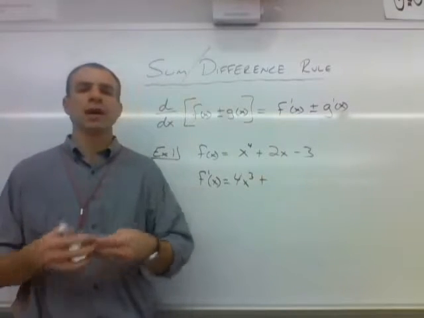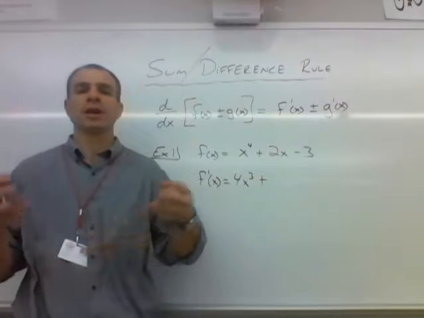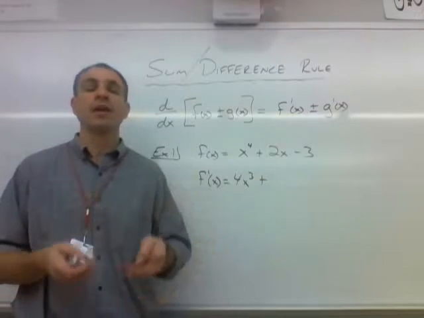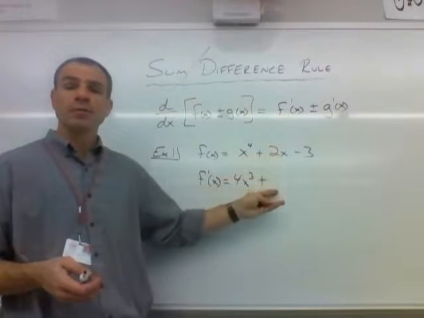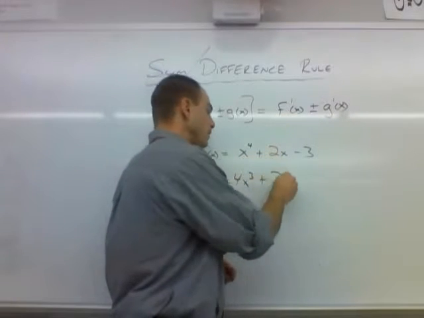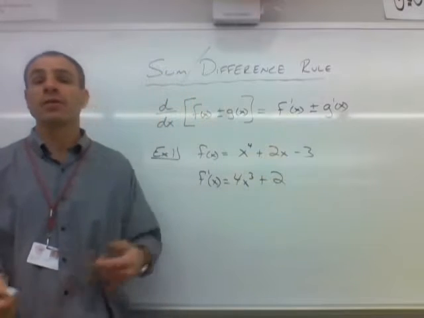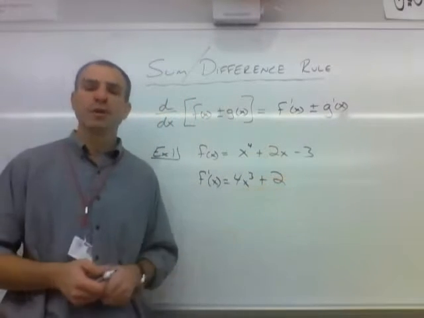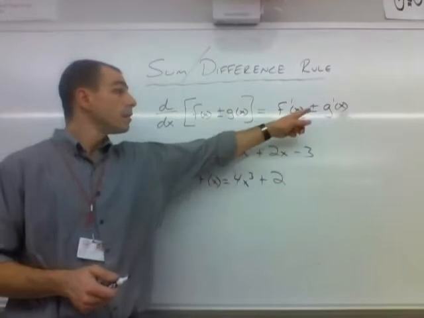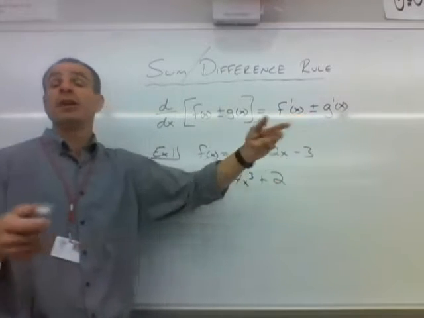Whether it's 2 times x or 8 times x or 1,000,000 times x, we're going to use the coefficient rule, which says that the coefficient is going to move right into our derivative. So we have the 2, and then the derivative of x will be 1. So 2 times 1, we don't need to write the 1. 2 times 1 is 2. Then, again, the sum difference rule says keep the plus or the minus.